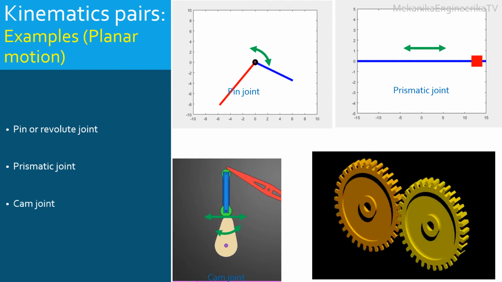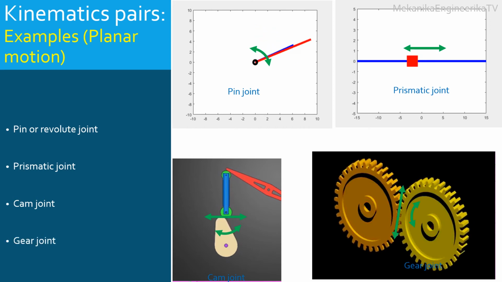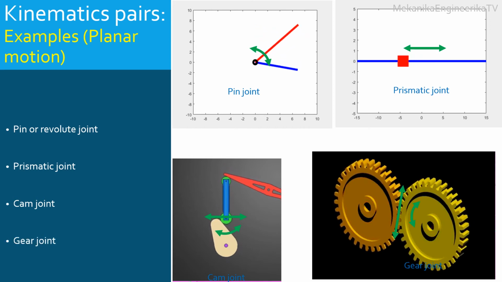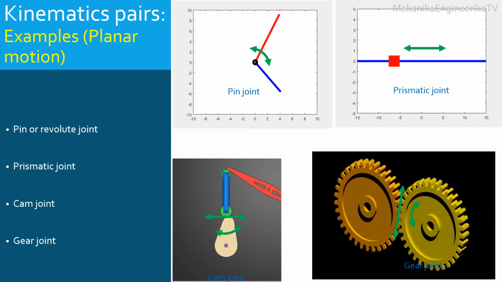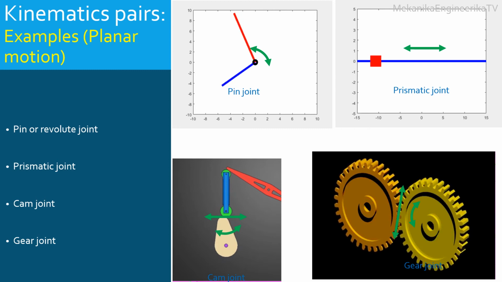Cam joints are obtained by simple or direct contact between two bodies or links. Cam joints allow one translation and one rotation. Gear joints are obtained by contact between teethed bodies or links. Gear joints also allow one relative translation and one relative rotation.